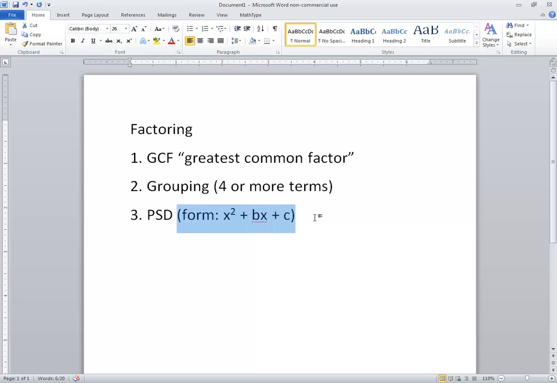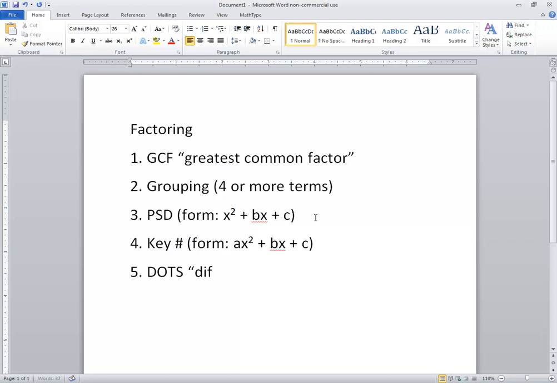Our fourth one is key number, and that's when you've got the form ax squared plus bx plus c. Our fifth one is dots, and that stands for difference of two squares. And this is when you've got two terms with a minus between them.